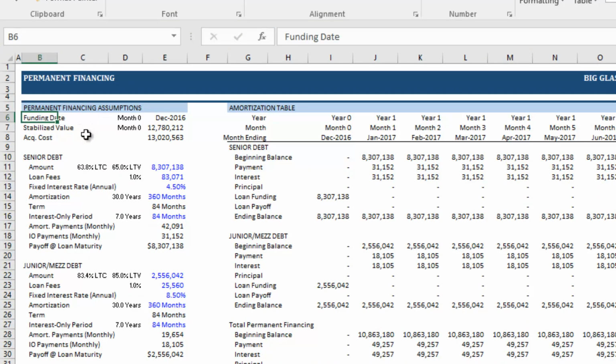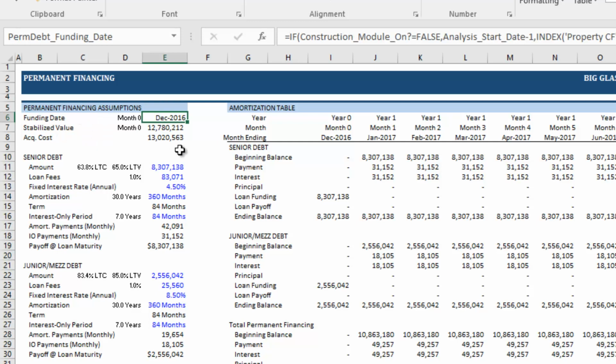So this is showing you the funding date, which will be, in the case of an acquisition, month zero becomes your funding date. And that is your analysis start date minus one. If there's a construction period, so if this is a value add or a development deal, your funding date will be your first stabilized month. And think about that. You're going to have construction financing up until stabilization, at which point your construction debt is taken out by this permanent debt stack. These calculations then are made on these two cells.